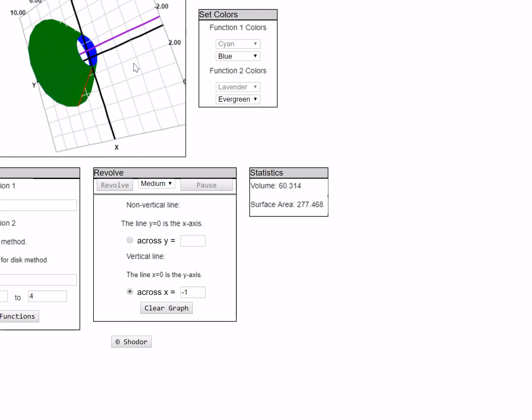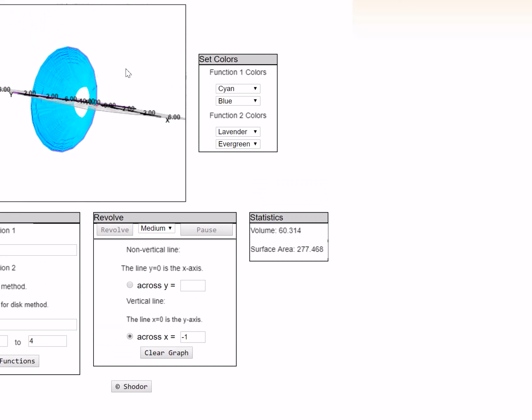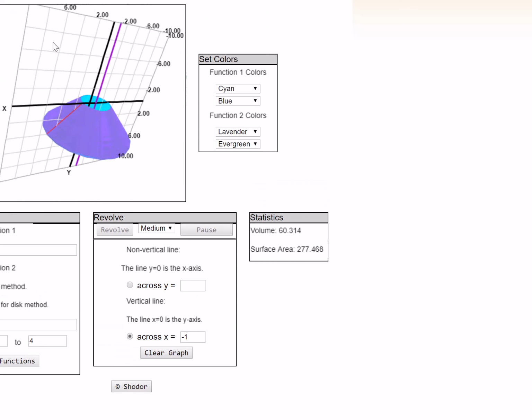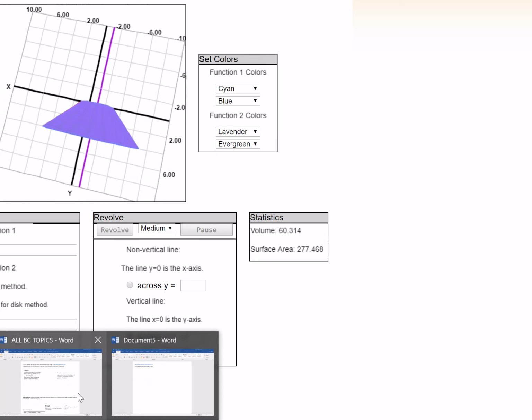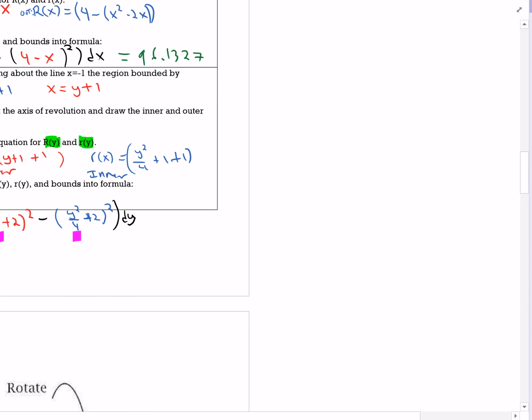It's a little bit hard to see perfectly, but there it is. We can see the volume is going to be 60.34. I guess what I want to do on this one with you is to show you how to get a better approximation. So let's go back to our calculator.